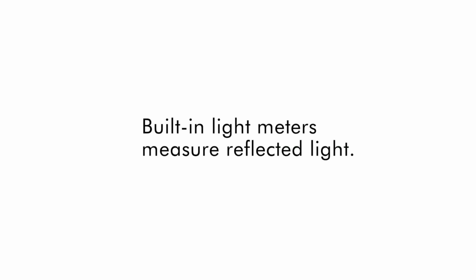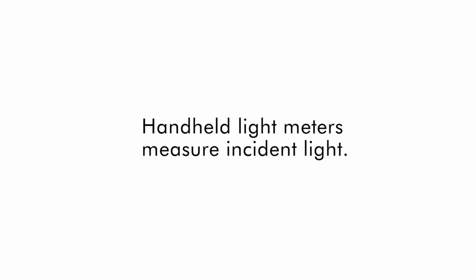Your camera has a built-in light meter that measures the light reflected by a scene or subject. Built-in meters try to provide the correct exposure for a middle gray tone. But because they measure the light after it's reflected, their readings can be misleading, especially with very dark or light subjects. You can use a handheld light meter instead of your camera's built-in meter.